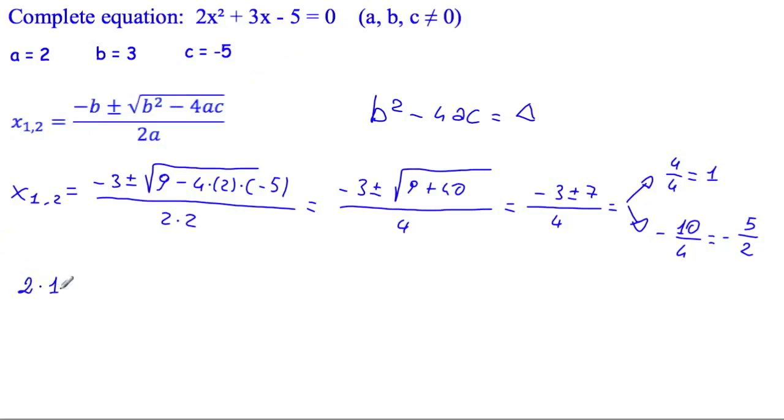2 times 1 squared plus 3 times 1 minus 5 is equal to 0. 2 times 1 is 2, plus 3 times 1, which is 3, minus 5 is equal to 0. Finally, we get 0, which is equal to 0. So 1 is a solution of our quadratic equation. We would come to the same result by substituting negative 5/2 for the x in the equation.